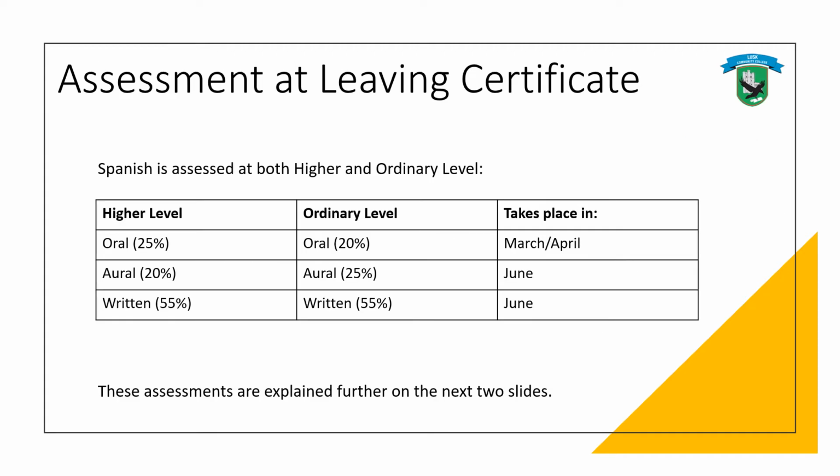What does the assessment look like for Leaving Certificate Spanish? The assessment for Spanish for both higher and ordinary level students includes three parts: the speaking, listening, and written exam. The speaking exam happens in March or April of the year, with the listening and written happening on the same day in June. These will be further explained on the next two slides.